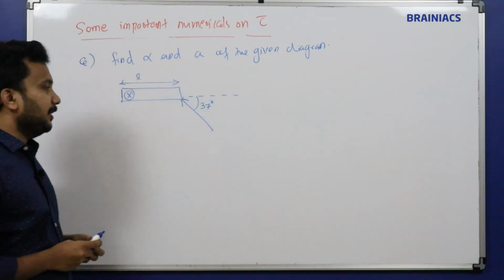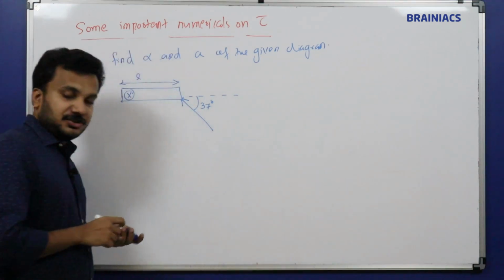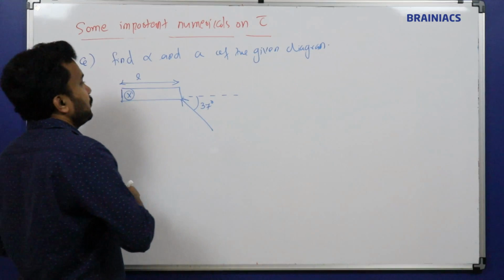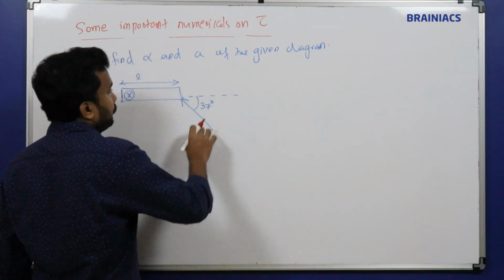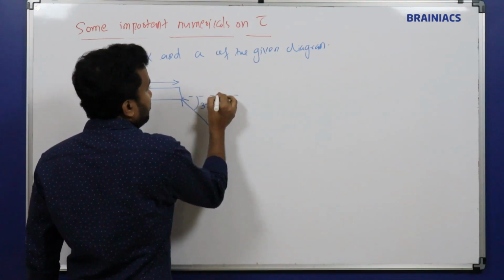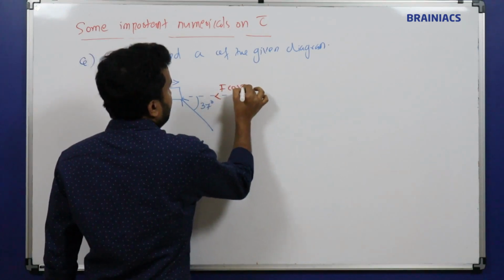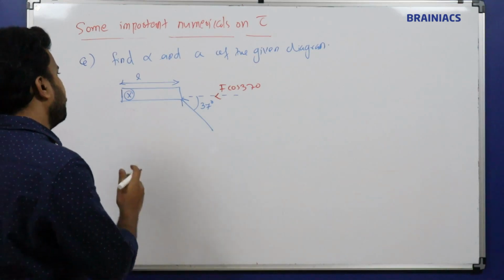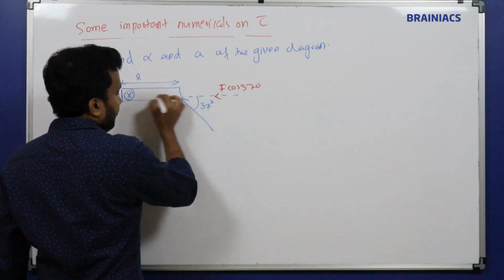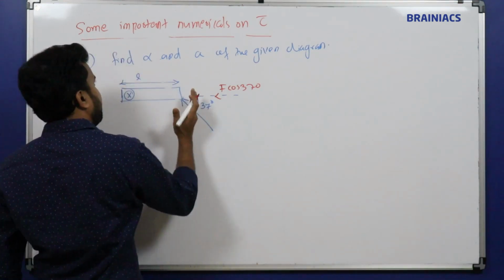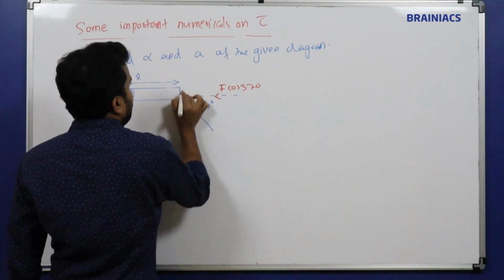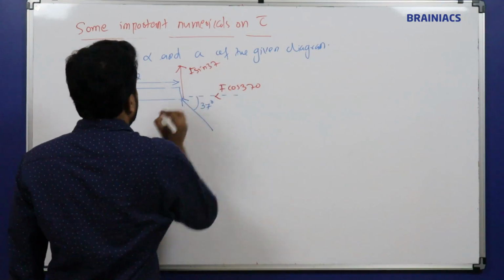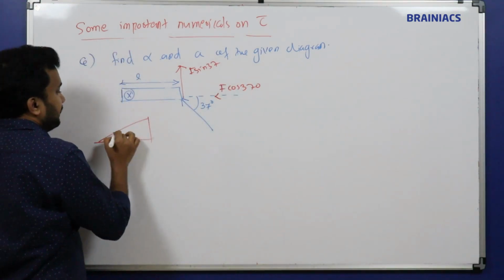Now once you are applying the force, in the first stage we have to split this force into two components, right? One force along this direction, and this is F cos 37, another force in the vertical direction. There are two forces, one is like this, one is like this. So what is the other force here? That is called F sin 37.